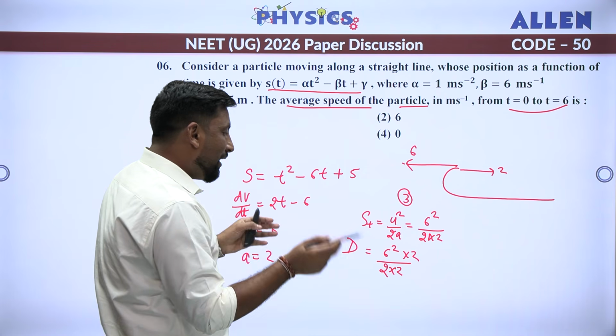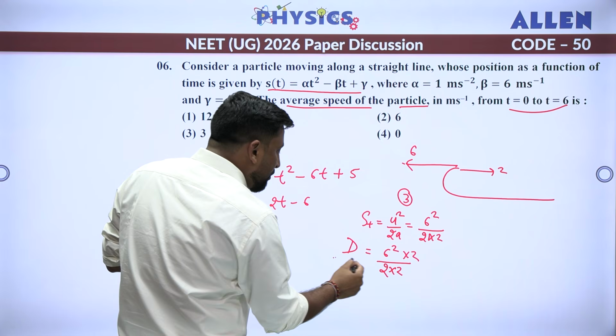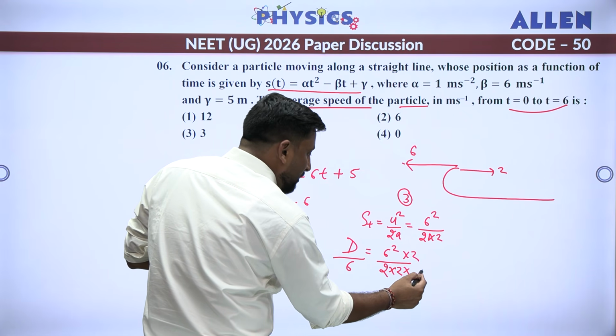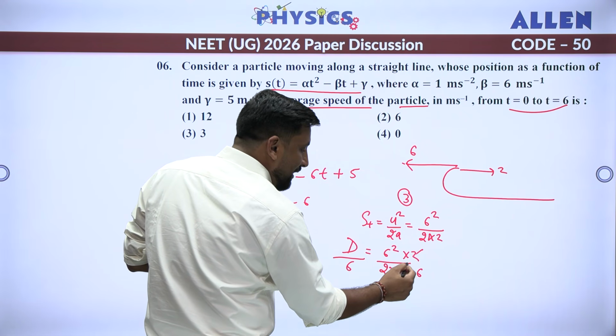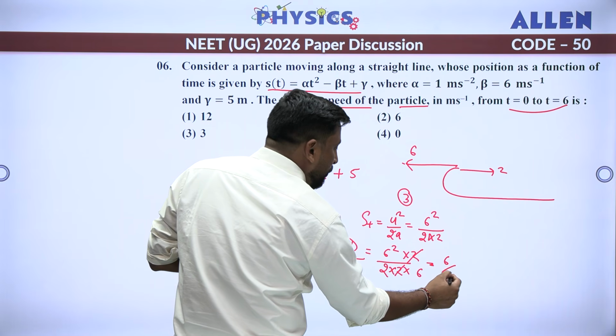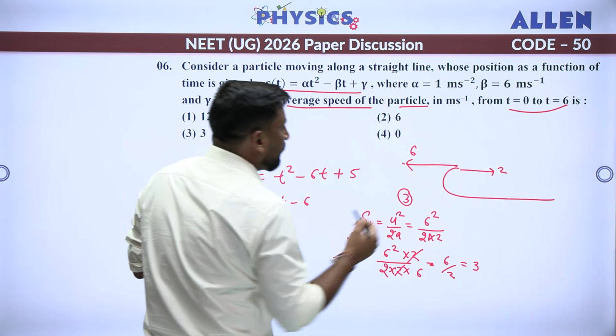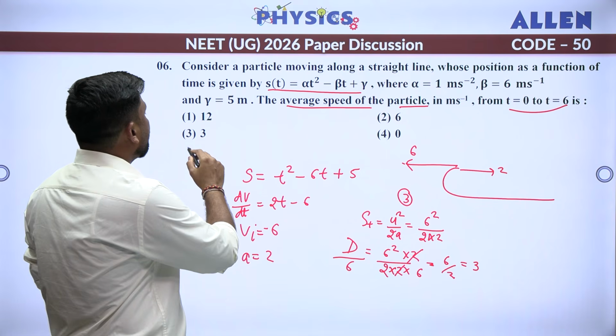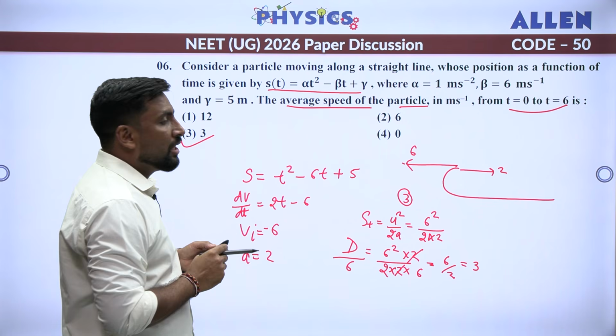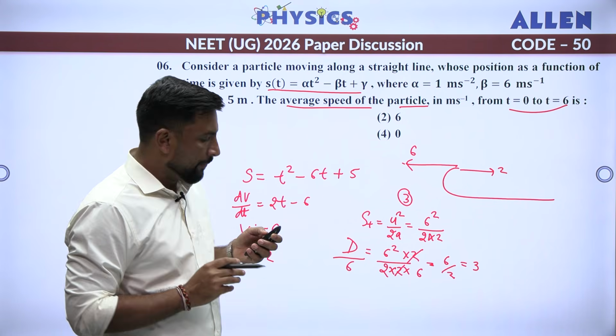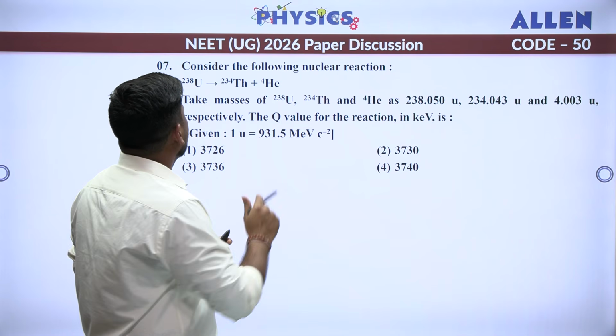Now we have to find the average speed, so we divide by the time, which is going to be 6. If you solve this, this and this will get cancelled. It will be 6 by 2. So the answer is 3. So it is matching with option 3. So for question number 6, the answer is option 3. Now let's move to question number 7.